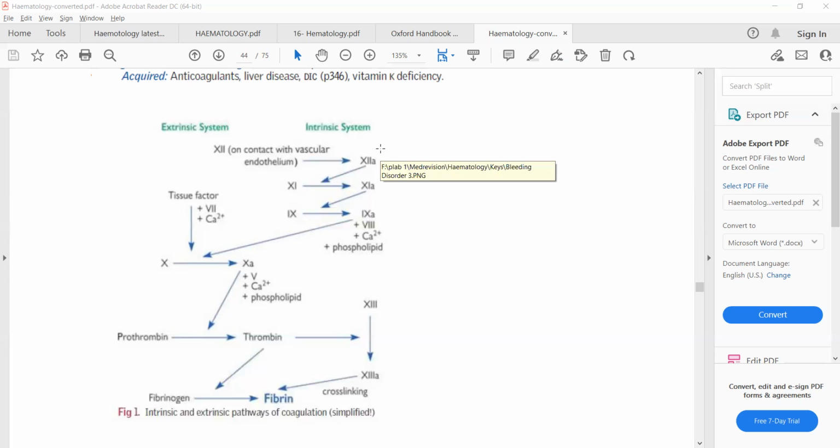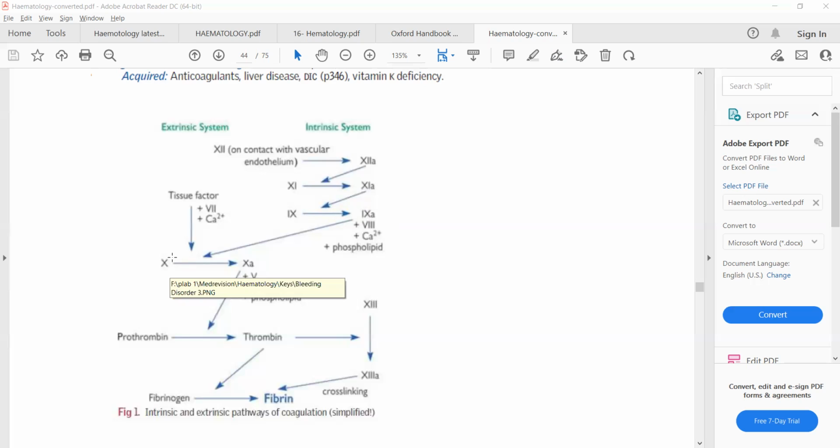In the intrinsic system, remember that clotting factor number 12 is present in the vascular endothelium, and when this vascular endothelium is damaged, factor 12 is activated, which then activates factor 11, which then activates factor 9. Factor 9, along with factor 8, calcium and phospholipid, activates factor 10.